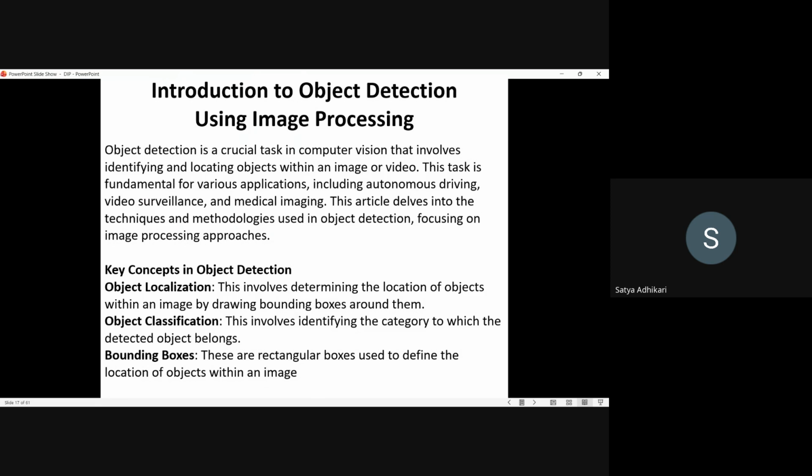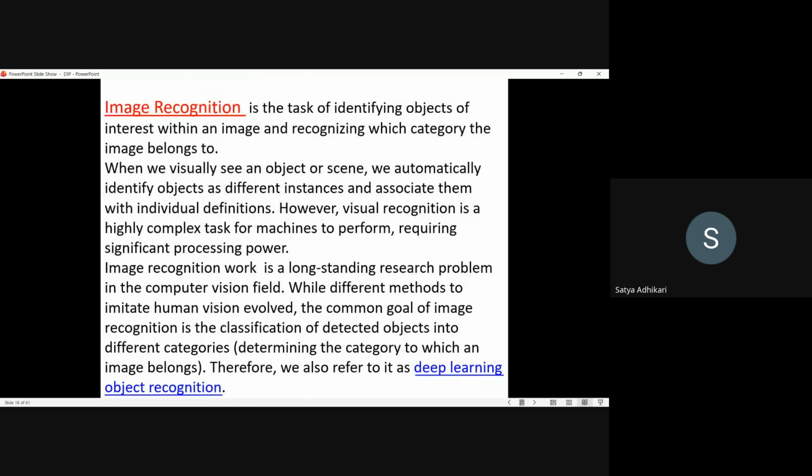Object classification. This involves identifying the category to which a detected object belongs. So, in which class does the object belong? Suppose there are vehicles and several animals. So, this is which category the object belongs to. And bounding boxes. These are rectangular boxes used to define the location of an object within an image. So, you know that we have an image. After one or two slides, we will see there are some boxes drawn to detect the objects.